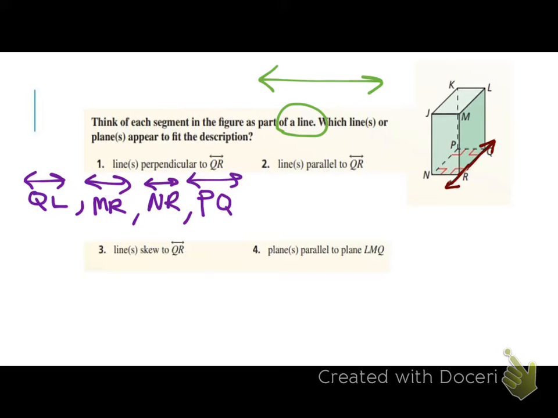The next one says name lines parallel to QR. So what do we think? ML. And then what's the other one? NP. Why is JK not parallel to QR? It's not coplanar. Not on the same plane.